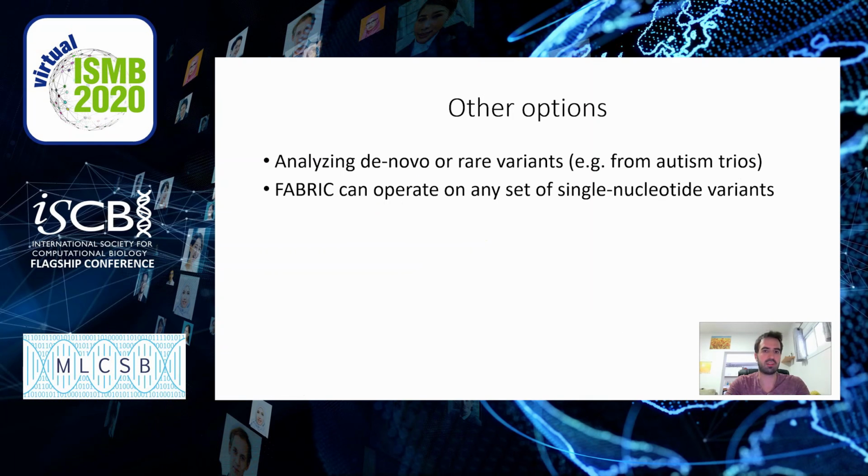And it also works in other options. So for example, you can use it to analyze de novo or rare variants from some cohort, say with a proband with some condition, and to detect genes, again, that appear to be more damaged than you would expect. And more generally, Fabric can operate on any set of single nucleotide variants, and it will give you genes that appear to be more or less damaged than expected.